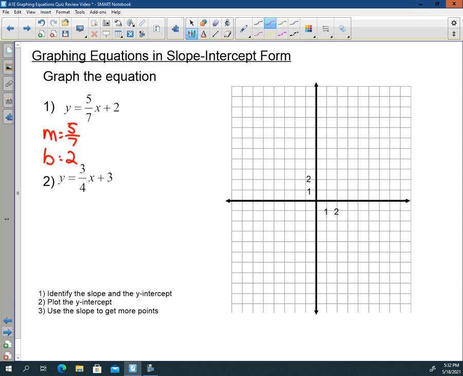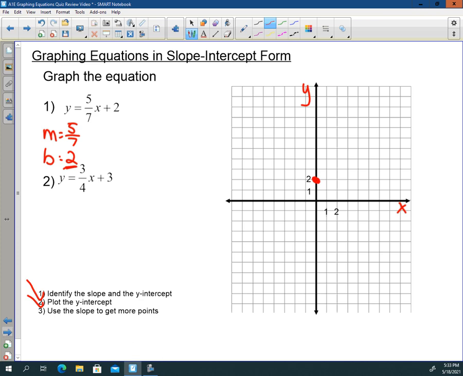Now we know, so we've identified the slope and the intercept. Now to plot the y-intercept, we know that the y-intercept is where the line crosses the y-axis. And so here's the x-axis, and here's the y-axis, and we know it crosses the y-axis at 2. So we're going to put a point at 2 on the y-axis. So we plotted the y-intercept.